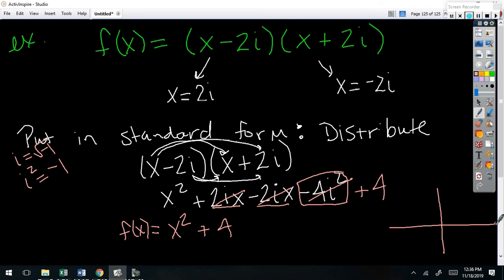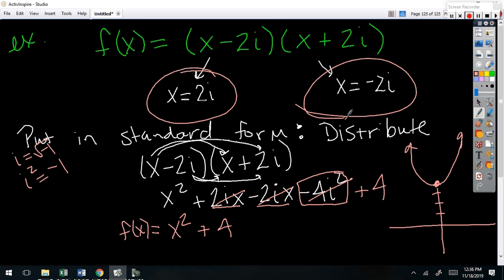What's the y-intercept? 4. So if the y-intercept is at 4 and it's opening up, it's going to be something like that, right? Guess what? It never crosses the x-axis. It doesn't have any zeros. Why does it not have any zeros? Because the zeros are imaginary. Okay? Are y'all with me on that?